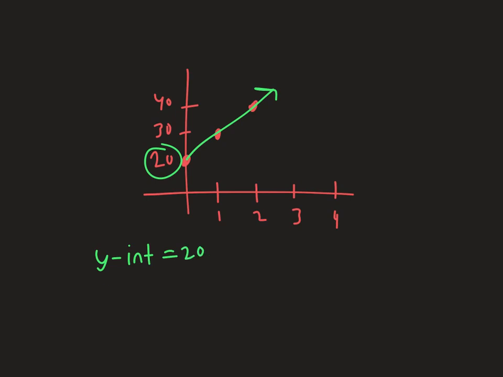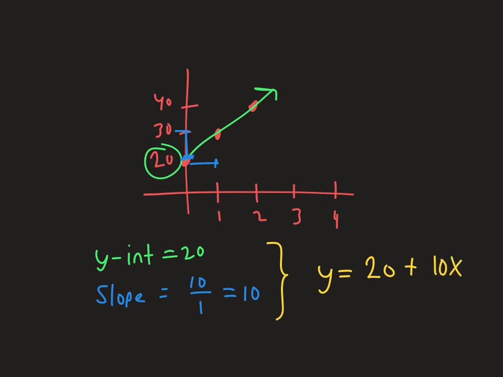And the slope is the rate of change. In other words, what's the change in y? How much is it going up? It's going up 10 for every time the x increases by 1. Change in y over change in x. You put those two pieces together, and you can get the equation y equals, it starts at 20 plus, it's going up 10 for each x.